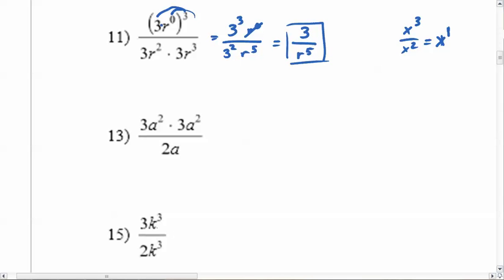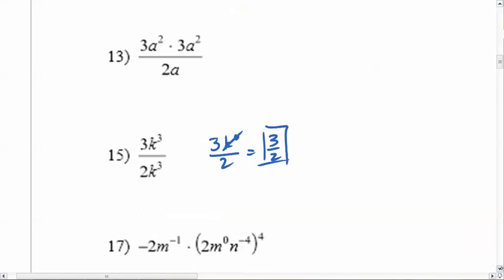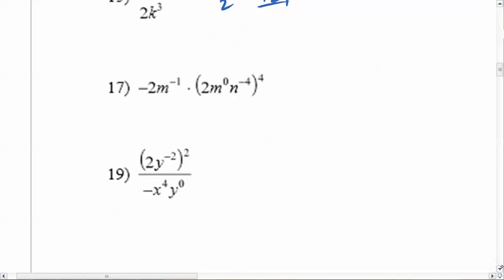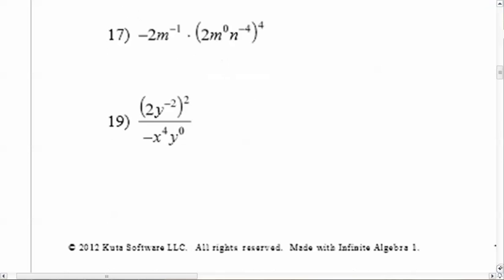So we'll go ahead and I've got k to the 3rd over k to the 3rd. 3 minus 3 is 0. So that would be 3k to the 0 over 2. K to the 0 is 1. Therefore, this is just 3 halves. That was cake, wasn't it? All right. Well, let's do a couple more. Let's do number 19. 19 looks like fun.